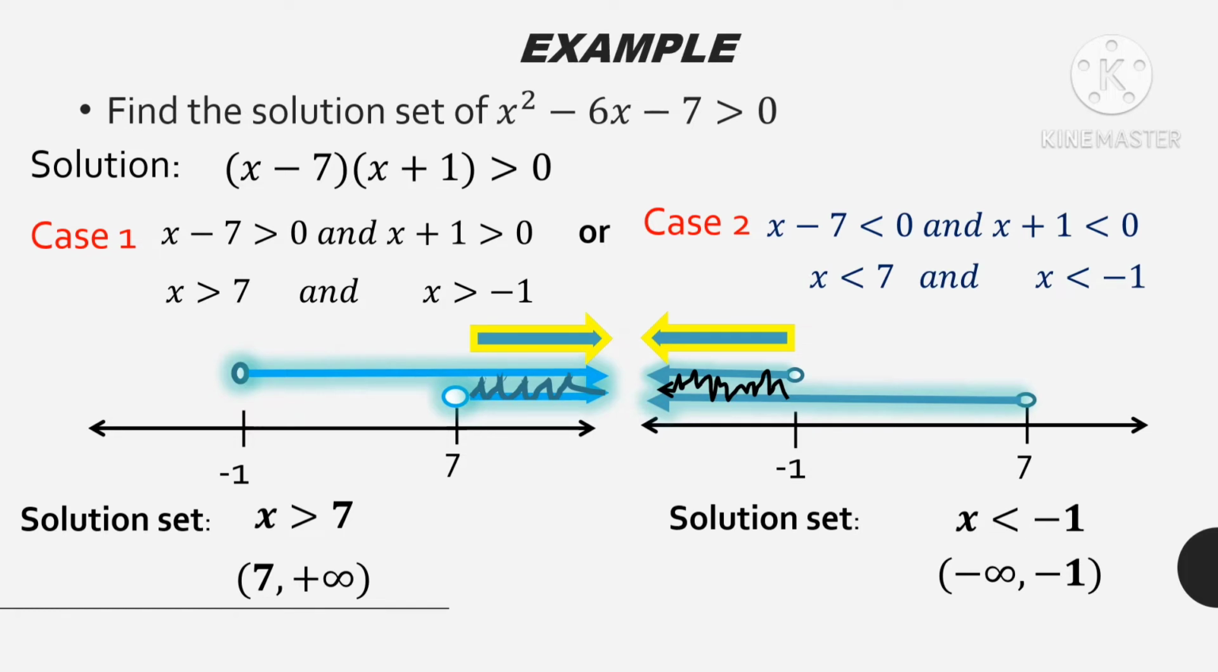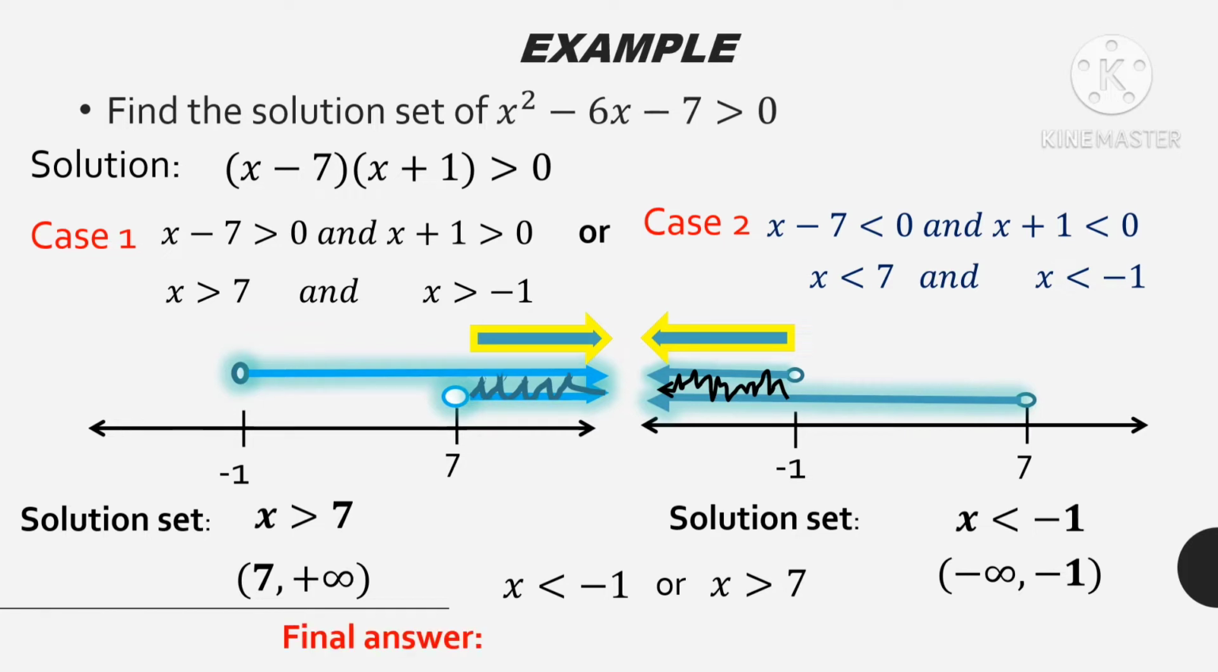So we have to combine the two solutions. Case number 1, the solution is x is greater than 7. Then case number 2, x less than negative 1. To write that, we write first x less than negative 1, then or, meaning we combine x is greater than 7. We write x less than negative 1 first because that is on the left side, then or x is greater than 7.